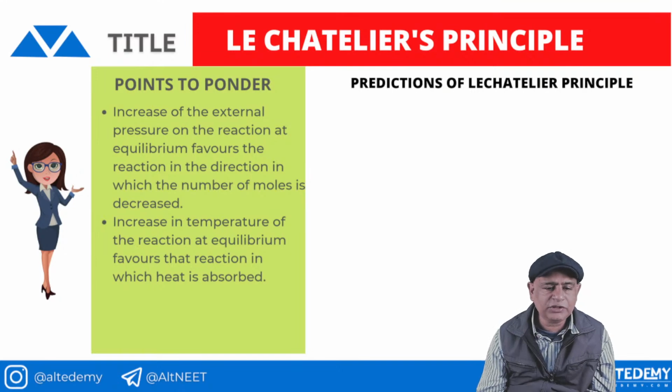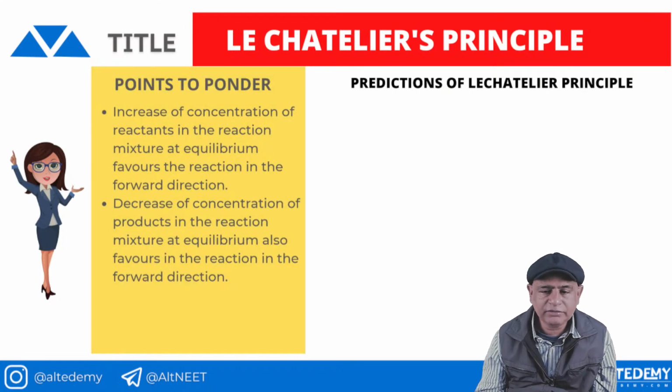Increase of the external pressure on the reaction at equilibrium favors the reaction in the direction in which the number of moles is decreased. Increase in temperature of the reaction at equilibrium favors that reaction in which heat is absorbed. That is what we have just mentioned.